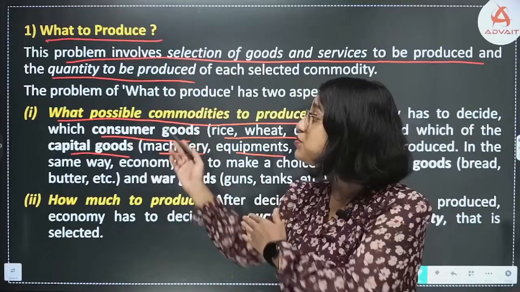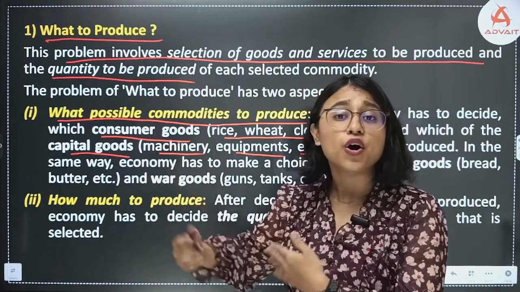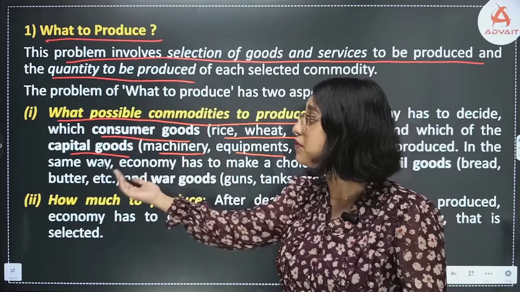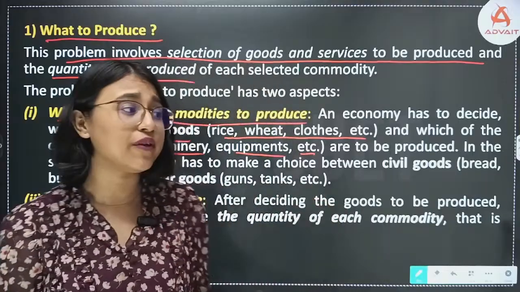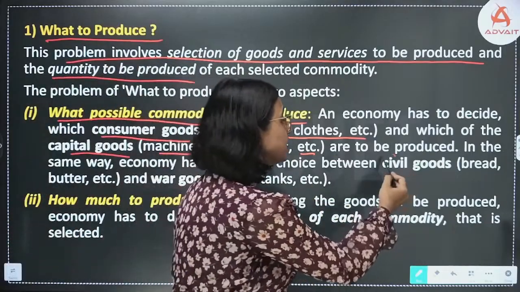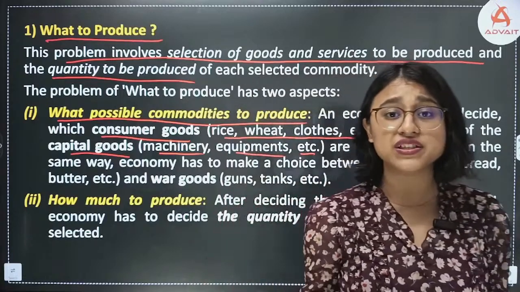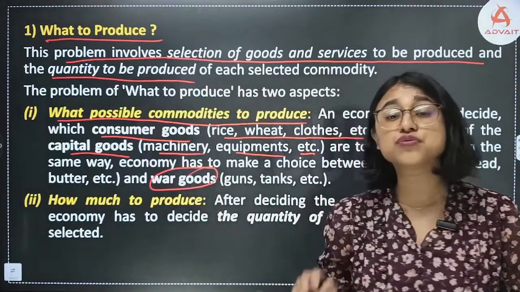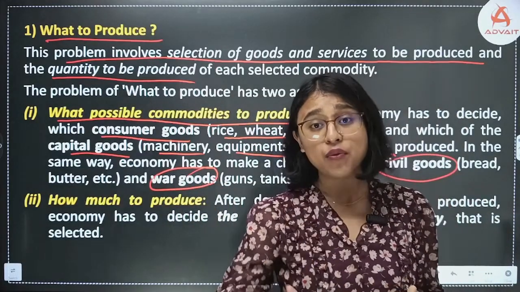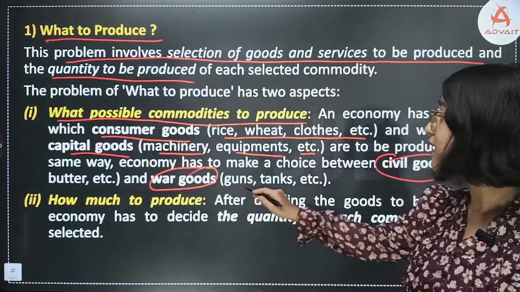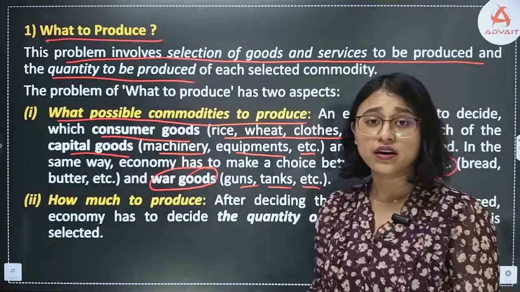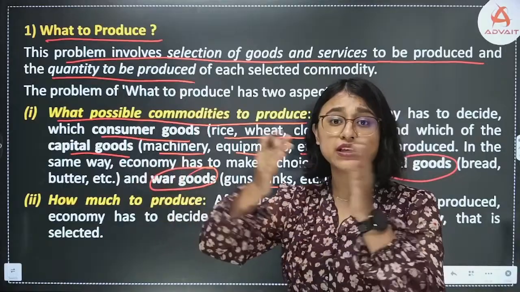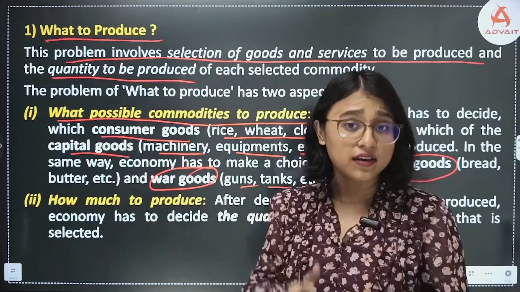So, আমি choose কৰিব লাগিব what goods we want to produce, whether we want to produce consumer goods or whether we want to produce capital goods. In the same way, we will also have to make a choice between civil goods. Civil goods are goods that are consumed by us directly, like bread, butter, etc., or war goods, the goods which are required during the times of war, like guns, tanks, bombs, nuclear machineries, etc. So we will have to make choice between consumer goods, capital goods, civil goods, and war goods.